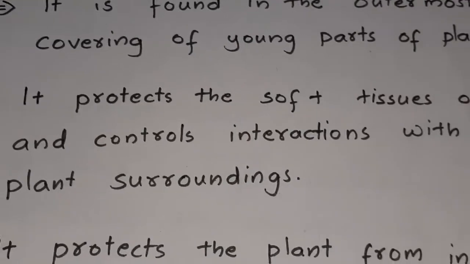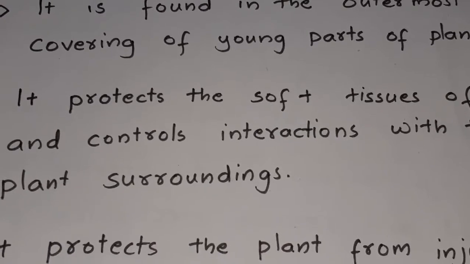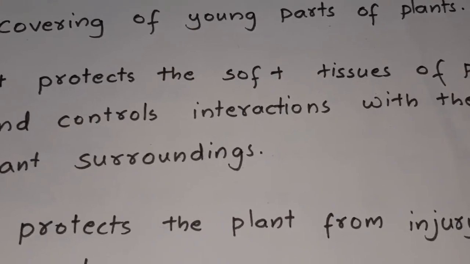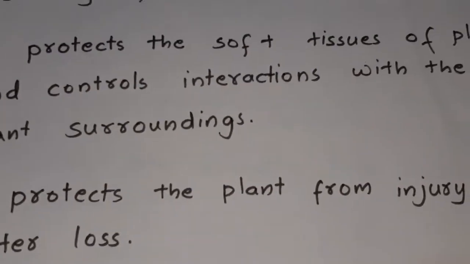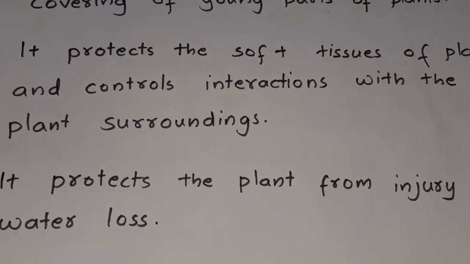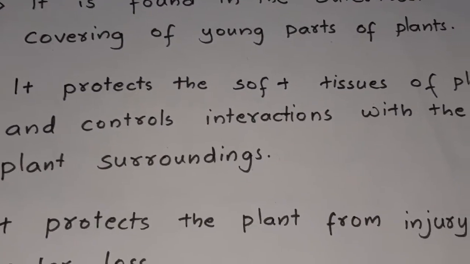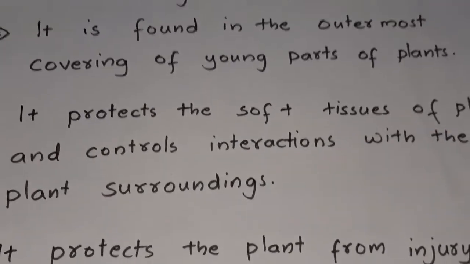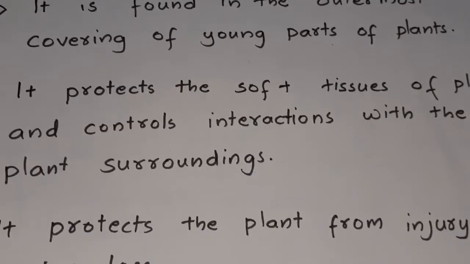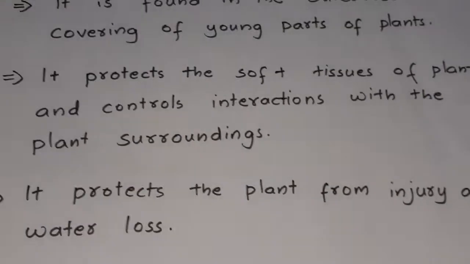Third, it protects. Why is it present in the outermost layer? To protect the soft tissues of plants and control interactions with the plant's surroundings. A plant may be in a very cold climate, a hot climate, or in heavy rain. Whatever the surroundings, this outer layer, these dermal tissues, protect the plant from the external climate, and also control it. When the temperature is increasing or decreasing, it is controlled by these dermal tissues.